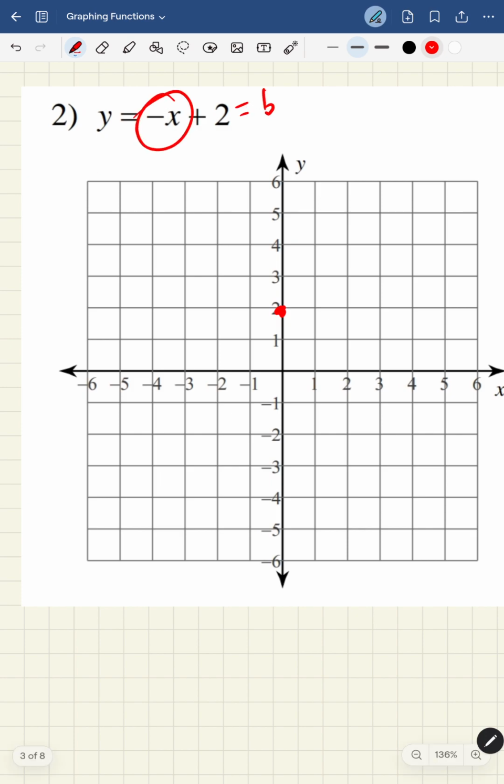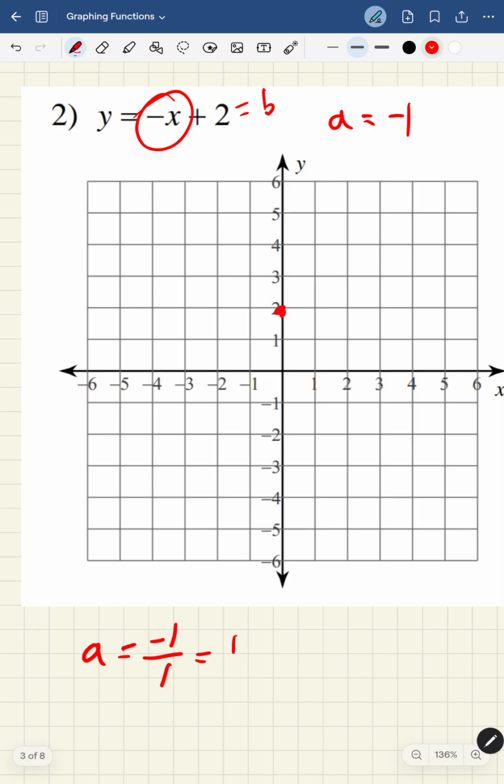The slope is the coefficient of x. What's in front of the x? So here I have negative x. So there's really a 1 there. So your a is really -1. Let's go back down here. A is -1. Let's write -1 over 1.